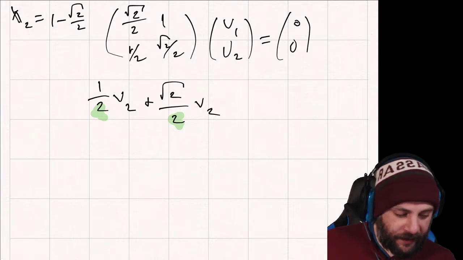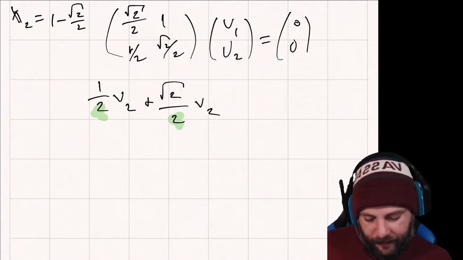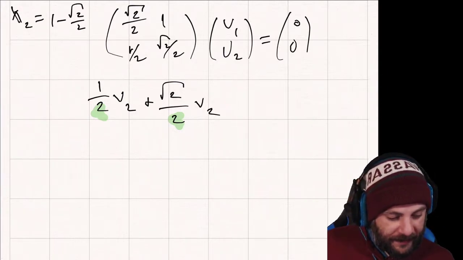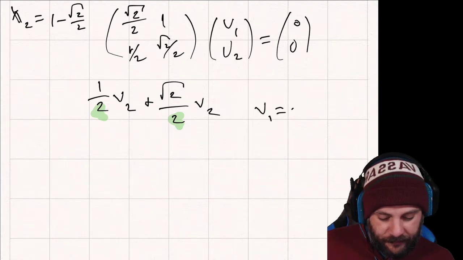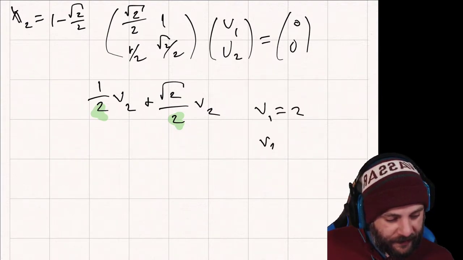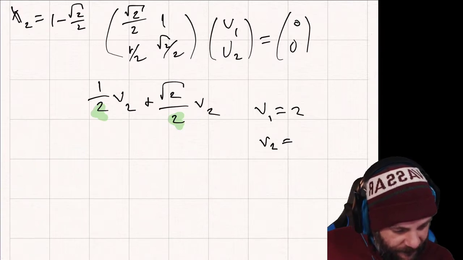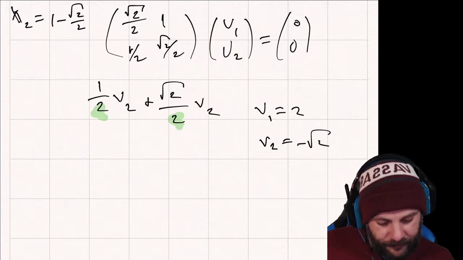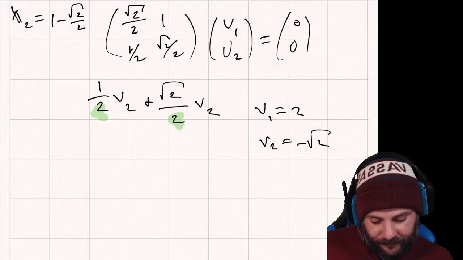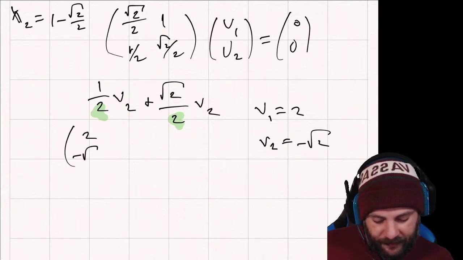If I just put the 1 there, then I'm going to have to be clever about my pick in a different way. So again, for this one right here, I'm going to let v1 equal 2, which means v2 equals negative root 2. So we see the sign difference here, okay? So I've got 2, negative root 2.